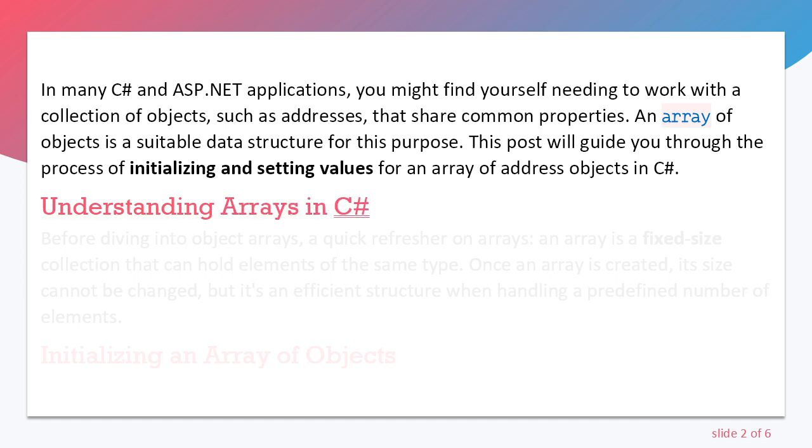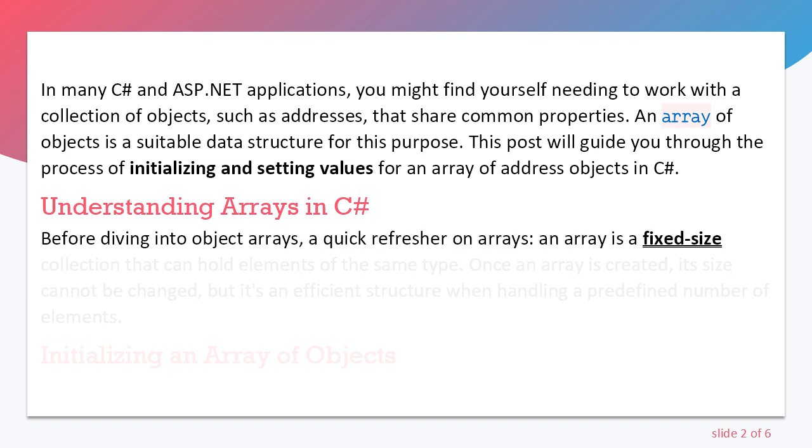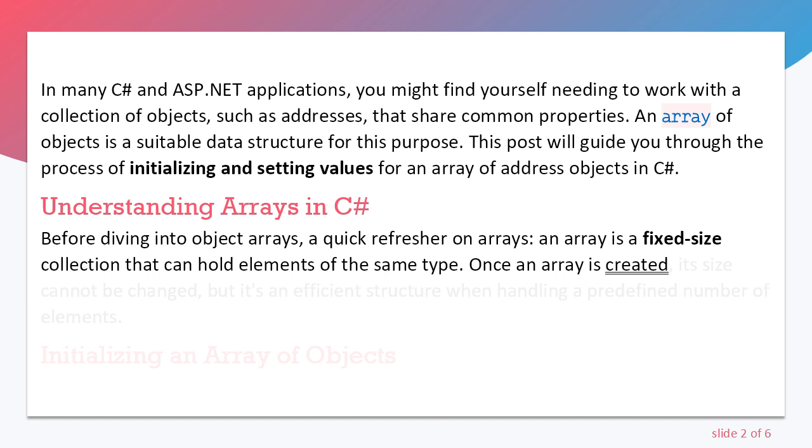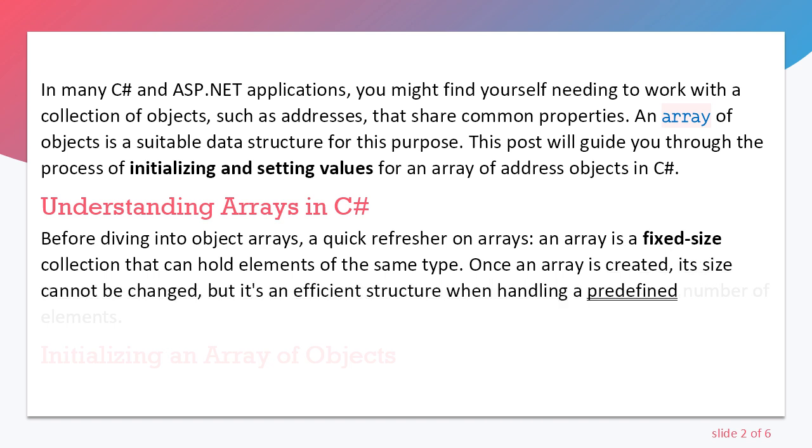Understanding arrays in C#. Before diving into object arrays, a quick refresher on arrays. An array is a fixed-size collection that can hold elements of the same type. Once an array is created, its size cannot be changed, but it's an efficient structure when handling a predefined number of elements.